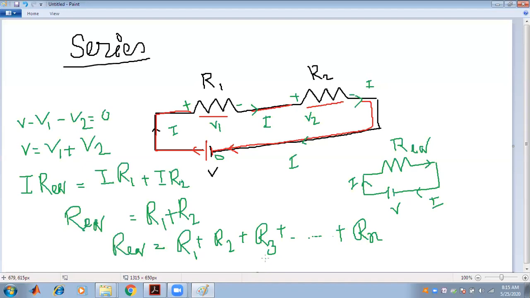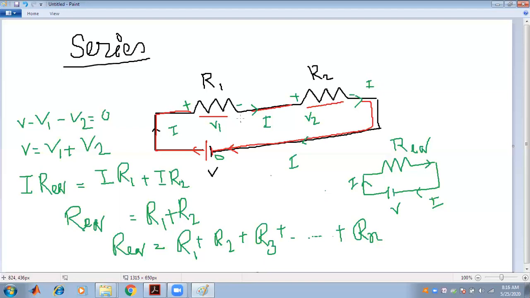So we now know how we can assign the plus and the minus sign across a resistance. When the current is entering a resistance, it is given the plus sign for that particular resistance, and when the current is leaving that resistance, it is given the negative sign. While writing down the equations of the voltages, we only have to consider the part where the current is leaving a particular resistance, and that particular sign we have to give.